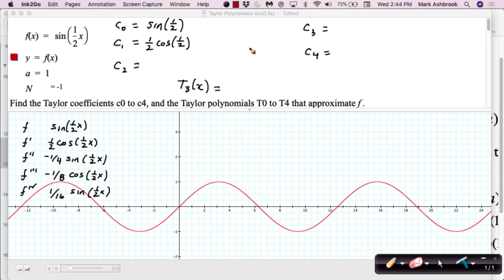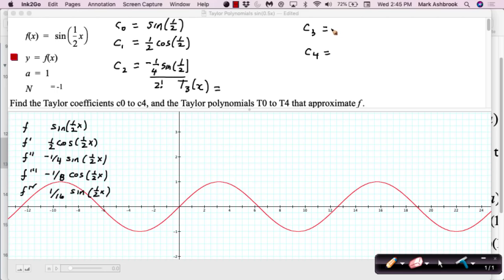All right. Second coefficient. Let's have someone tell me. Who can tell me what that is? Logan, did you get it? Negative 1/4 sine of 1/2, over 2 factorial. So then that could be negative 1/8, right? That's negative 1/8.